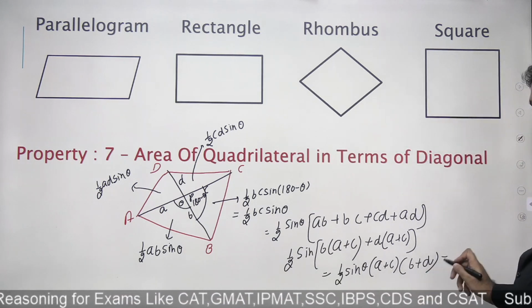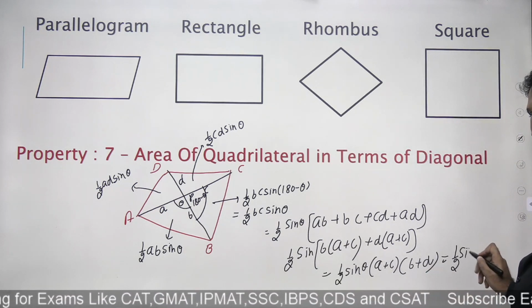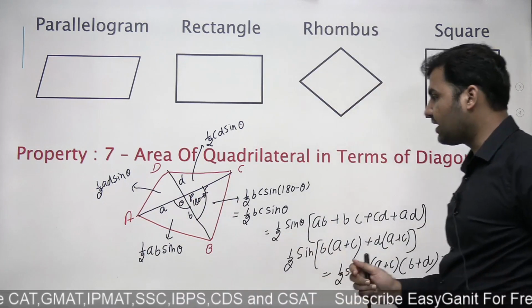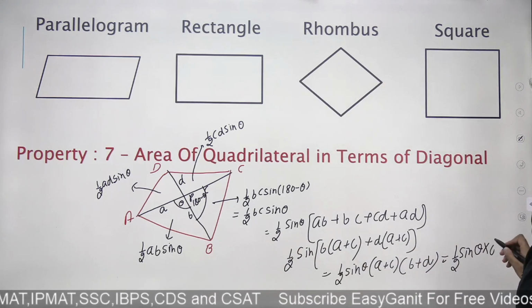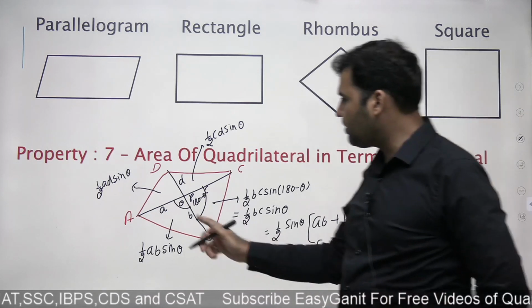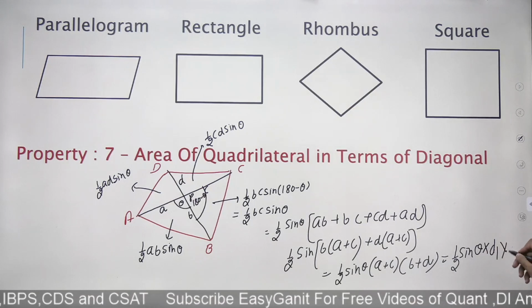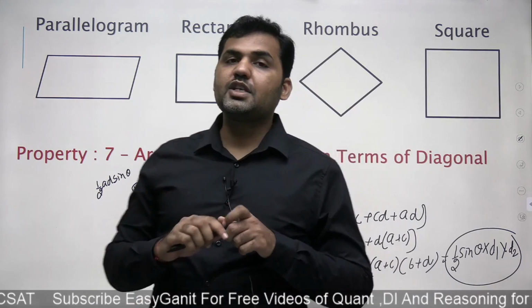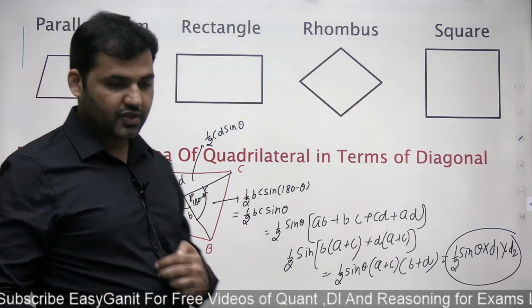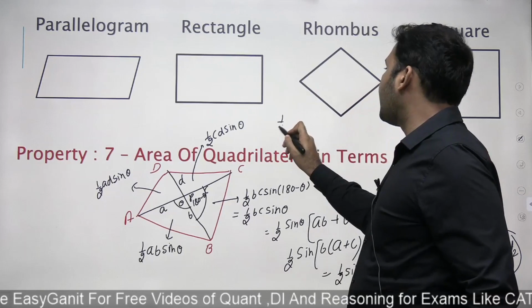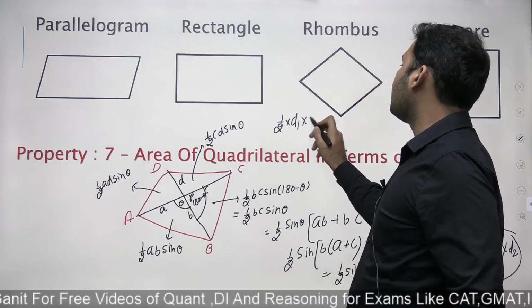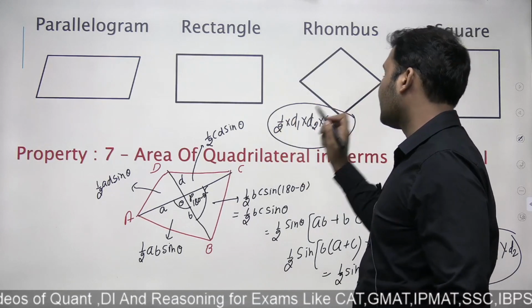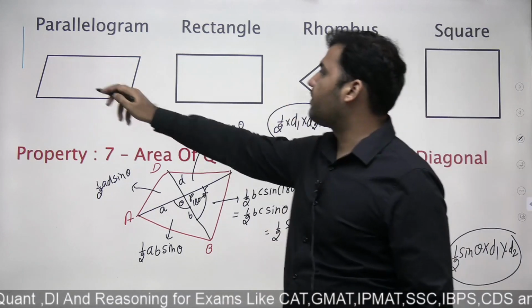Now, you see that area would be half into sine theta into A plus C. What is A plus C? A plus C is my first diagonal AC, D1. And what is B plus D? B plus D is my second diagonal, that is D2. So what I want all of you to know is the area of all of these 4 figures in terms of diagonals, which is half into D1 into D2 into sine of theta. That means the angle between those 2 diagonals. This is applicable for all figures.